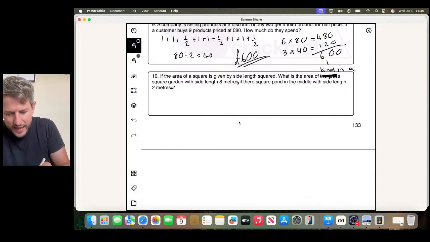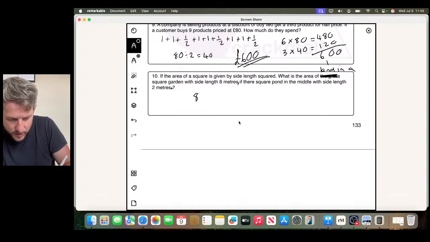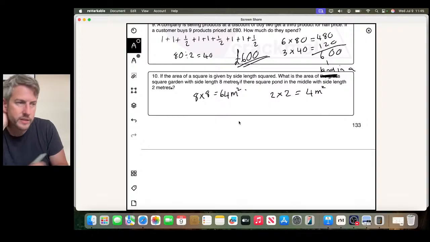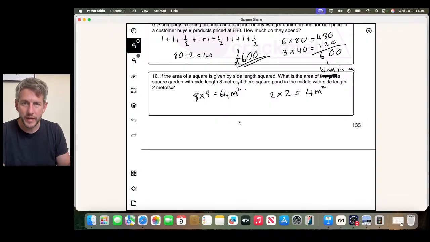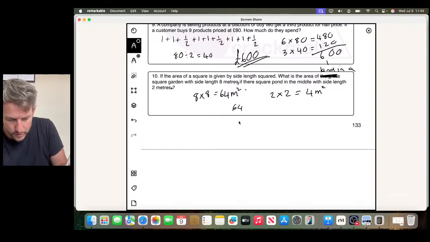Okay, so let's answer this question now. So the area of the garden altogether is going to be 8 times 8, which will equal 64 meters squared. And then the area of the pond will be 2 times 2, which will be 4 meters squared. So the area of the land is going to be the area of the whole garden, take away the area of the pond. So we're going to do 64, take away 4, which will equal 60 meters squared.